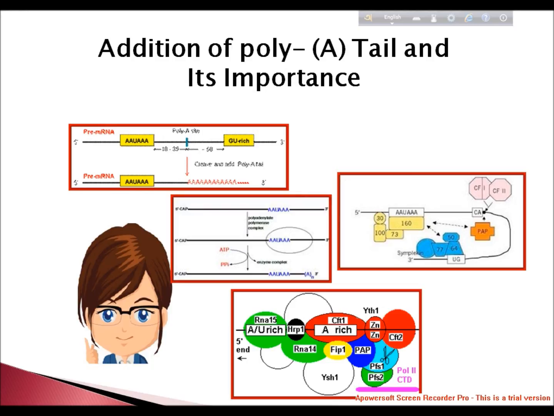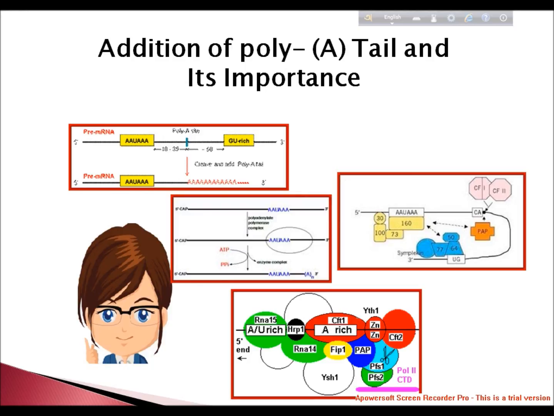RNA15, RNA14 and PFS2 bind upstream of CPSF. A number of factors appear to be involved in binding downstream of the cleavage site, as for mammalian CSTF.